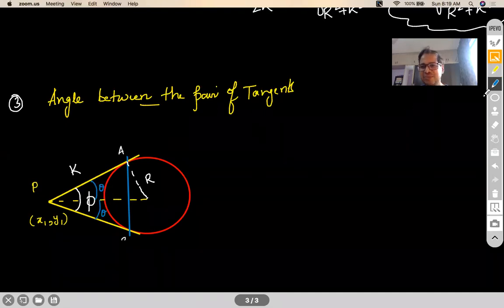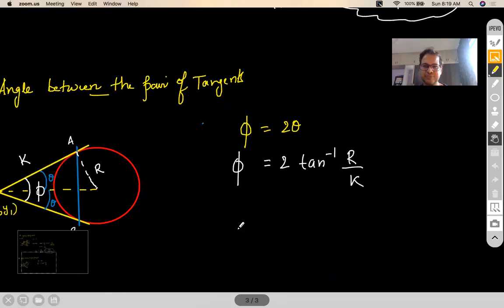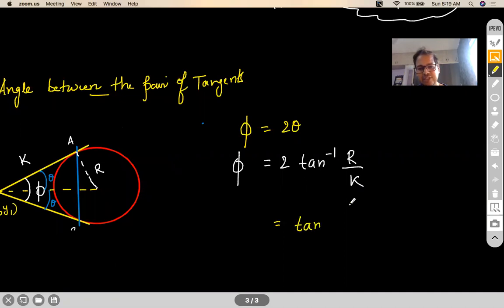So you know phi has to be 2 theta, right? And from the given diagram, theta is nothing but tan inverse of r by k. So this is going to be your answer. But normally, if somebody has to write it in terms of a single trigonometric ratio, we write it like this: tan inverse of 2r by k divided by 1 minus (r by k) the whole square.